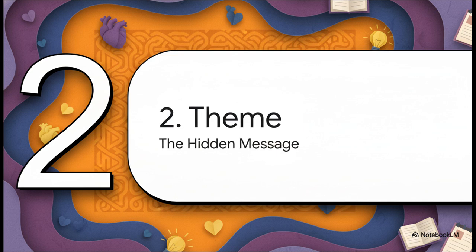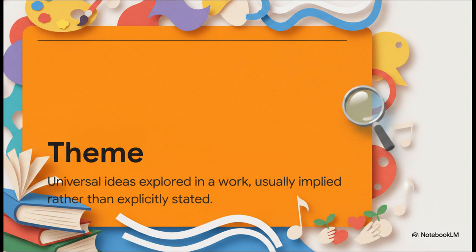That brings us right to step number 2, theme. We can think of this as the hidden message. So if the subject is what we notice right away on the outside, the theme is the hidden idea on the inside. A theme refers to the fundamental and often universal ideas explored in a work. It's usually implied rather than explicitly stated. In simple terms, it's the main lesson or the big message. The artist doesn't always write it out in words. Instead, they want us to feel it and discover it for ourselves.